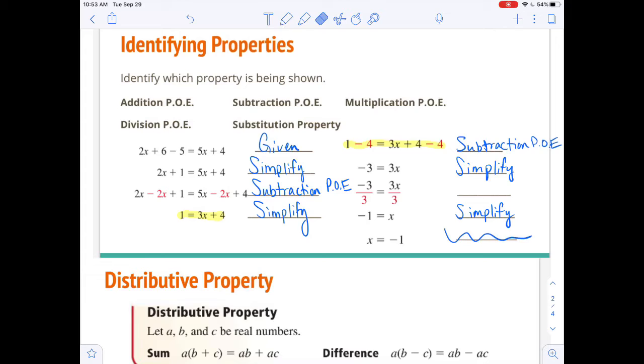In my last blank here that I need to fill in, I start with negative 3 equals 3x, and then it looks like I divide by 3 on both sides. So that will be my division property of equality.